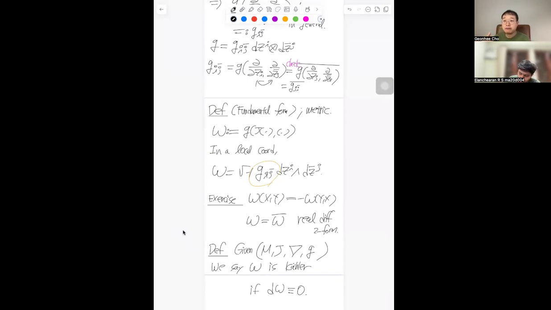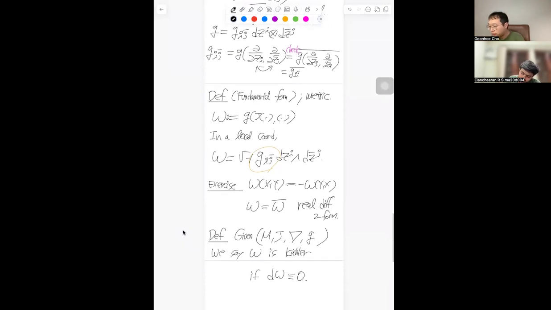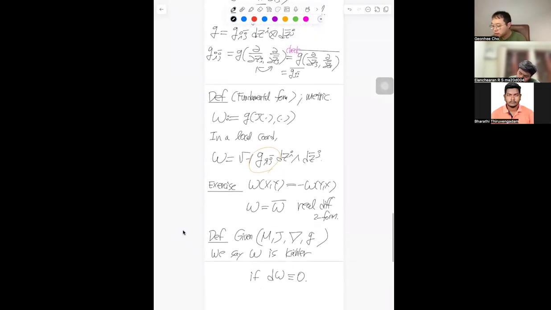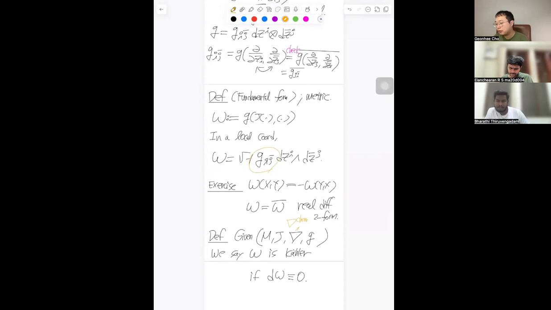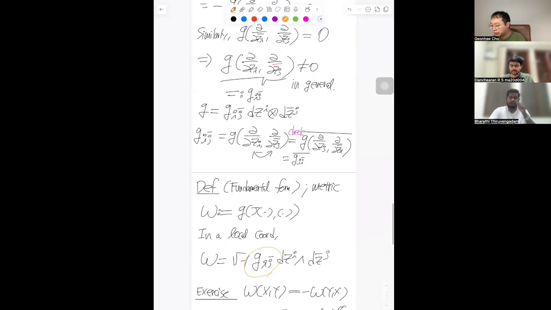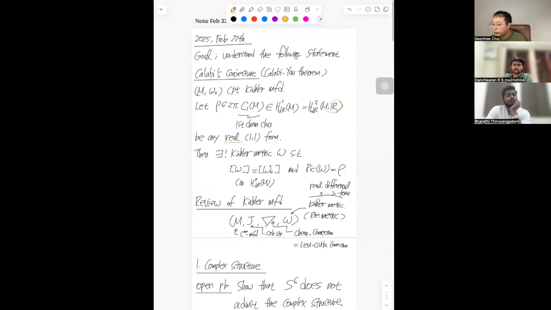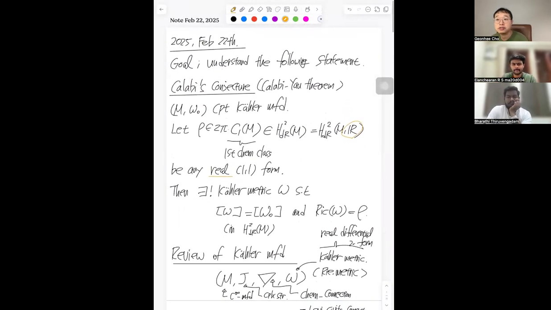From next time, we start from this setting. Again, this M represents the smooth manifold, J stands for the complex structure. This connection, the nabla, is actually the Chern connection, truth be told. Not the Levi-Civita connection, but we already used the Kahler condition somehow, and this g is the Hermitian metric. So we have the condition of the Kahler metric. Then now we are ready to understand this Calabi conjecture.